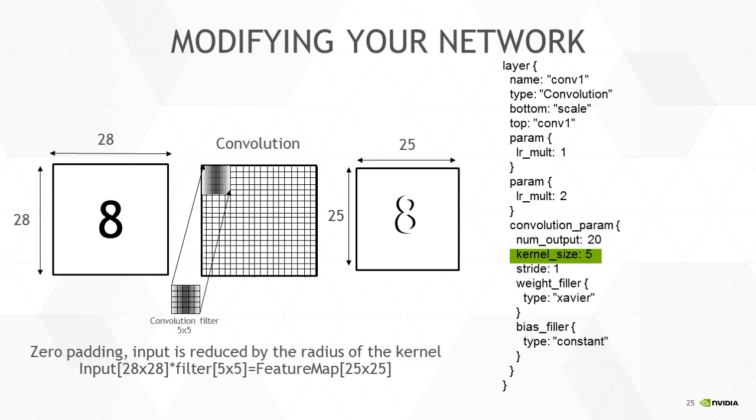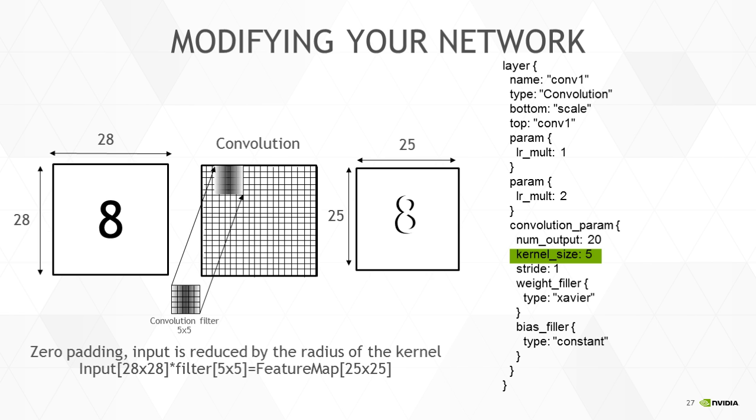So before, when I showed you the schematic, I said that the number of outputs was 20 for this convolutional layer. Here's where you would specify that. And then here's where you'll specify your kernel size, being 5 by 5. And here's an example of a 5 by 5 kernel and what it would look like over this image. And what happens is the convolutional kernel slides over the image pixel by pixel, just like this.